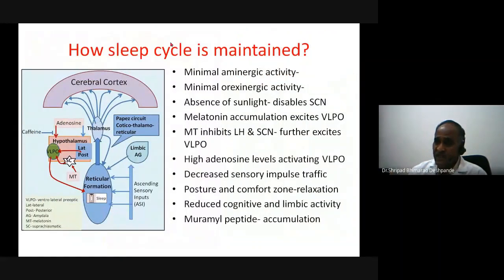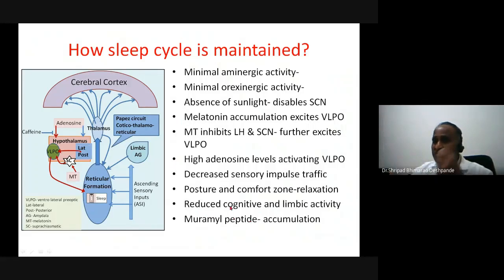Now, how is that sleep maintained? There is what is called the aminergic activity. That means serotonin, norepinephrine, histamine activity is diminished. So we have diminished aminergic activity, diminished orexinergic activity in the lateral hypothalamus, and the absence of sunlight, which means the supracosmetic nucleus is not activated, so that releases this VLPO. Then melatonin accumulates, because as it sets in the dark, the melatonin accumulates, that would activate the VLPO. The sensory impulse traffic is diminished because it is quiet, and in the night nobody is disturbing. Then the brain shuts down, with reduced cognitive and limbic activity, and that will make you continue to sleep.